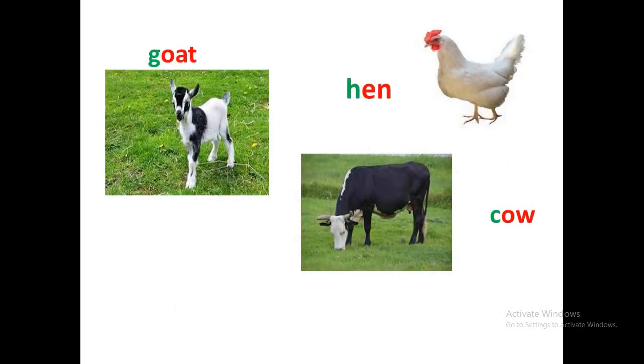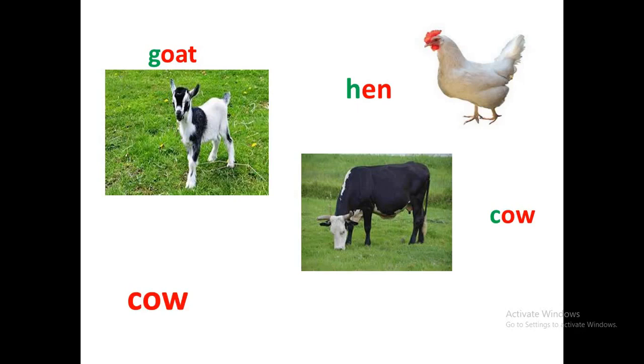We see goat, hen and cow in the picture. What is the first letter for goat? G. For hen, it is H. And for cow, it is C. Let us start from A. A, B, C. We have a word starting with C. So we will write C. That is cow.